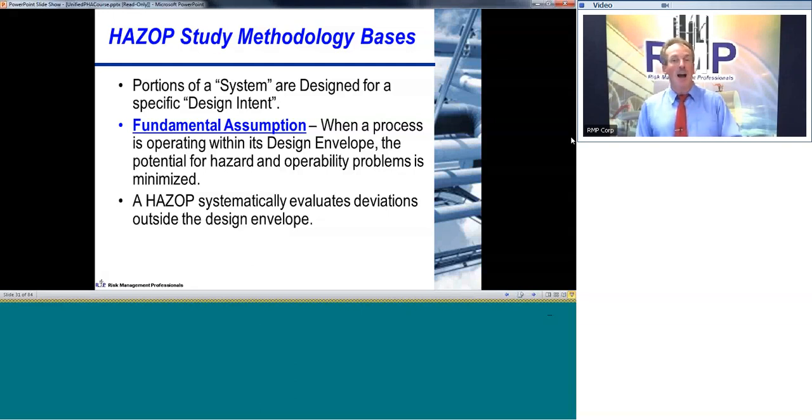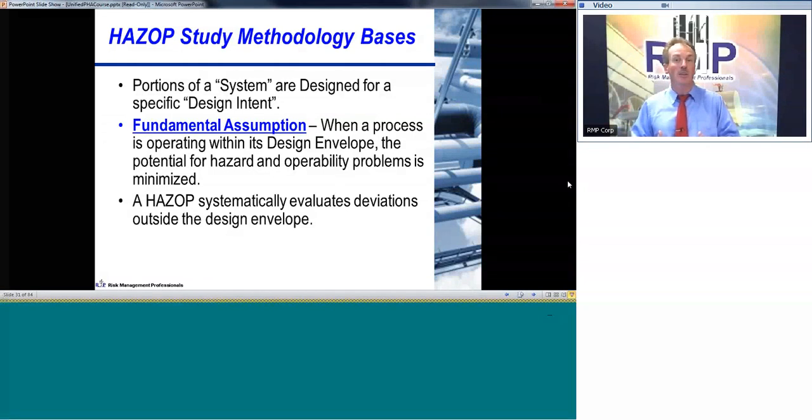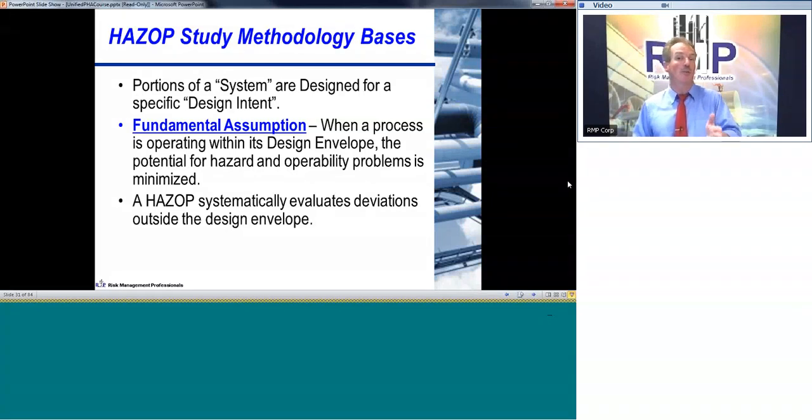When you're operating within that design envelope, the potential for hazard and operability problems is minimized as long as that design was done correctly. So what you're looking at for the HAZOP study is outside that design envelope, and you're trying to approach it systematically and look at deviations outside that design envelope, challenge the system, basically break it as part of the team exercise, and then identify, as you're challenging it, are the safety features in place that are your barriers between that initiating event and the ultimate consequences?